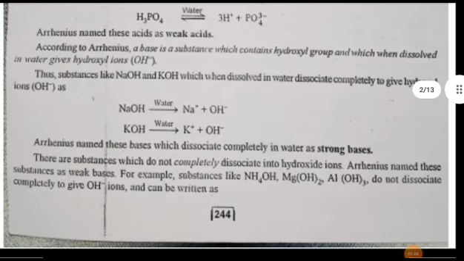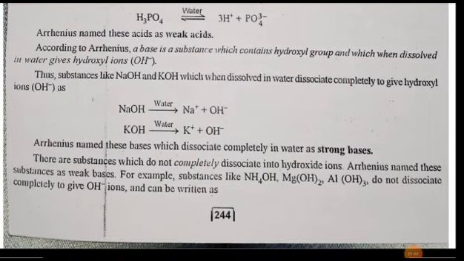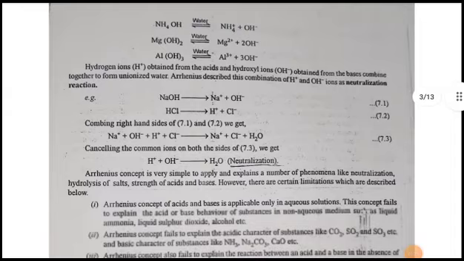According to Arrhenius, a base is a substance which contains a hydroxyl group and which, when dissolved in water, gives hydroxyl ions. Substances like NaOH and KOH, which when dissolved in water dissociate completely to give hydroxyl ions, Arrhenius named strong bases. There are substances which do not completely dissociate into hydroxide ions. Arrhenius named these substances weak bases. For example, substances like NH4OH, Mg(OH)2 or Al(OH)3 do not dissociate completely to give OH- ions.